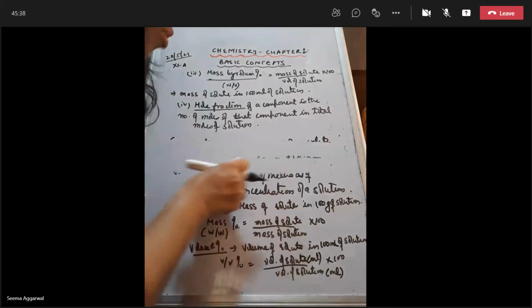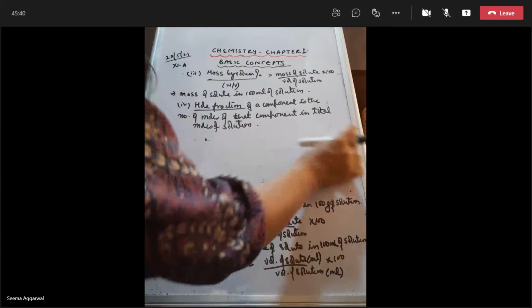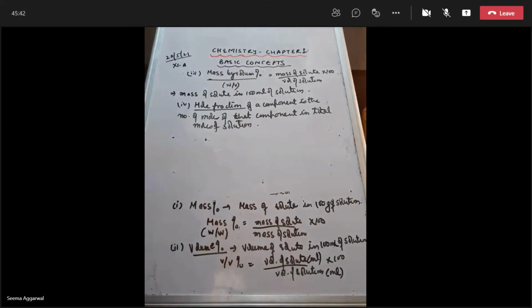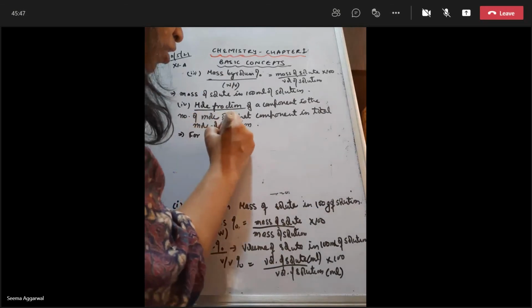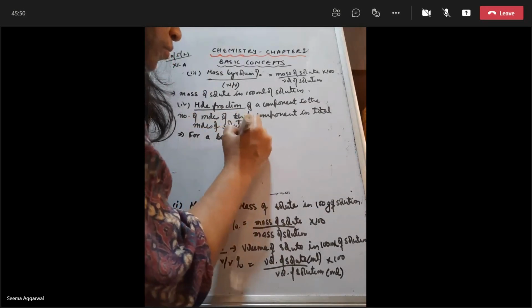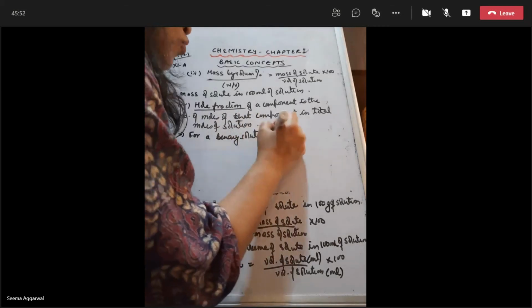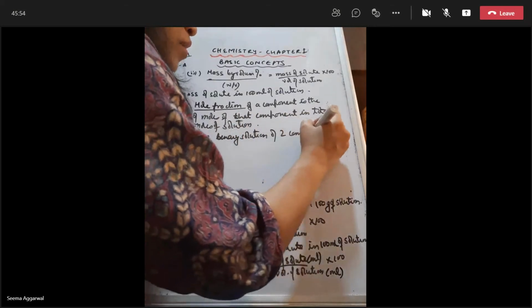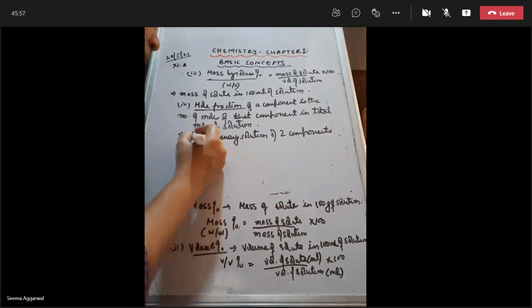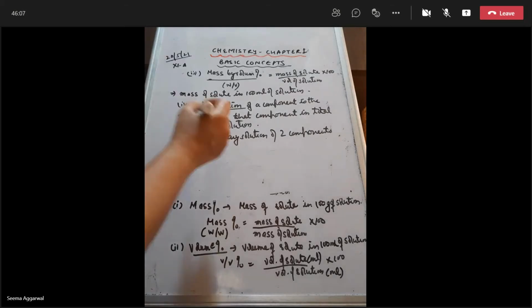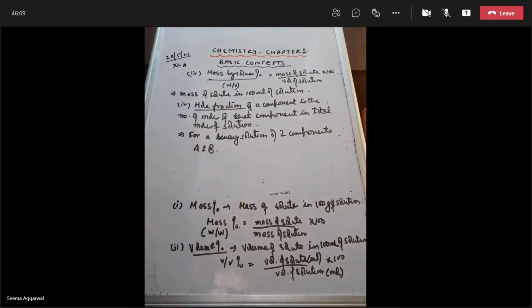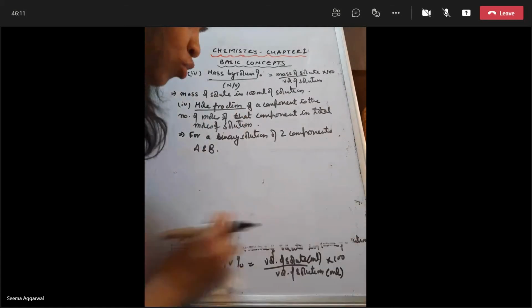Now the symbol for mole fraction is a particular symbol that is called chi. The mole fraction, suppose we are taking it for a binary solution. What is the meaning of a binary solution? Of two components A and B. Binary solution means it contains only two components. So if I am taking sugar and water, it consists only of two components. I am considering it for a binary solution of two components.